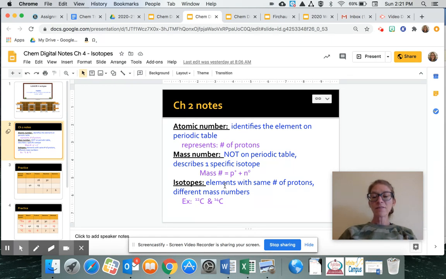Isotopes are different versions of the same element. So they're elements with the same number of protons, but they have different mass numbers. So these examples, carbon-12 and carbon-14, would be isotopes of each other. They have different mass numbers, which is this number in the upper left, but they are just both carbon.